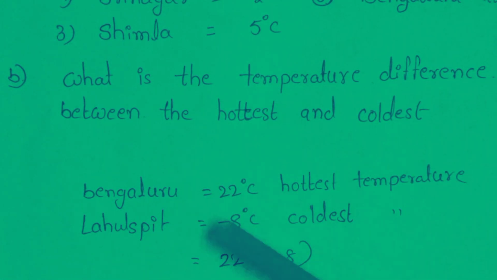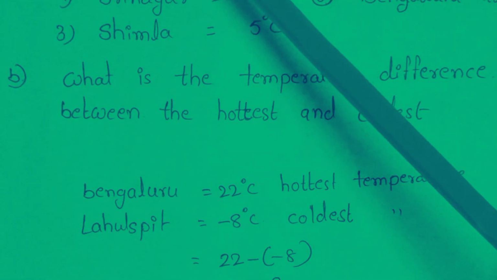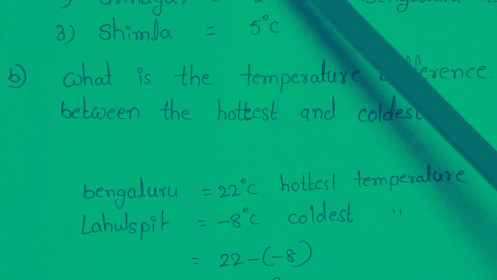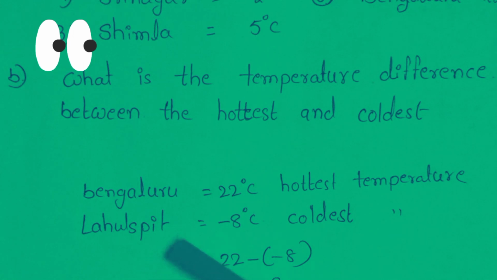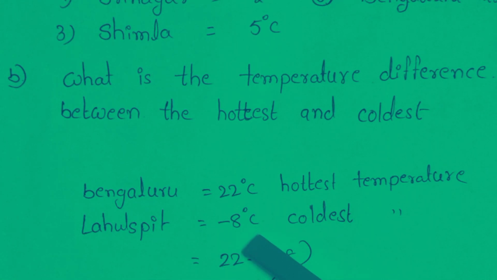What is the temperature difference between the hottest and coldest? Of the different places, Bangalore is the hottest place. Here 22 degrees centigrade is the temperature. This is the hottest place. This is the least temperature, Lahul Spiti. Now find these two places' temperature. Bangalore is 22 degrees, Lahul Spiti is minus 8 degrees centigrade.